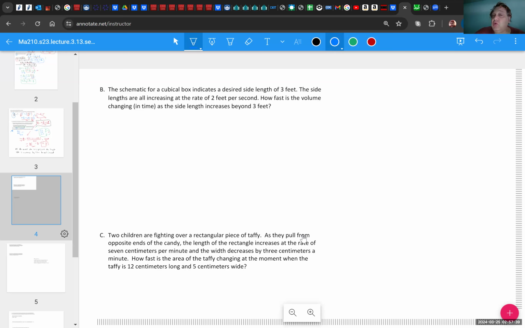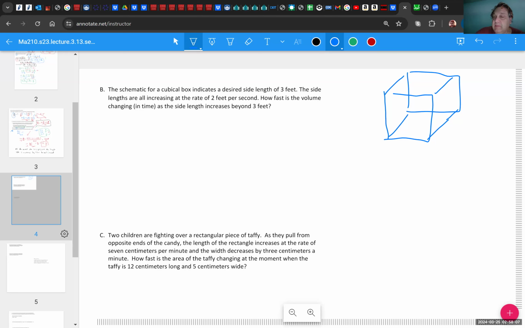This is a cubical box. So it's not any box, it's a cubical box. That adjective, cubical, means that it's a cube, which means all the sides are the same length. So I'm not great at drawing cubes, but I think it's like a square and another square, and then I connect the sides here. That's close enough. So there's my cube type thing. We know that it has a desired side length of 3. The side lengths are increasing.